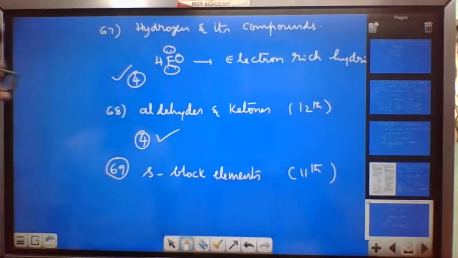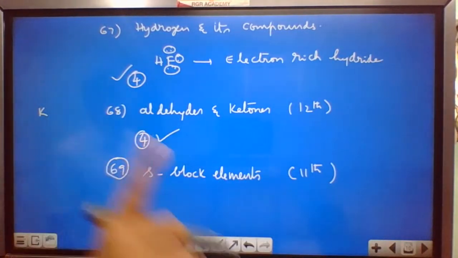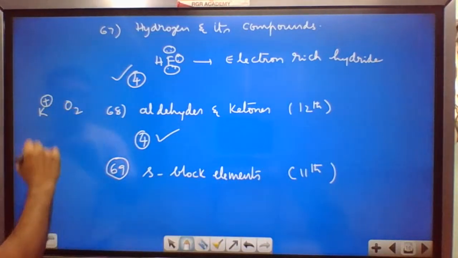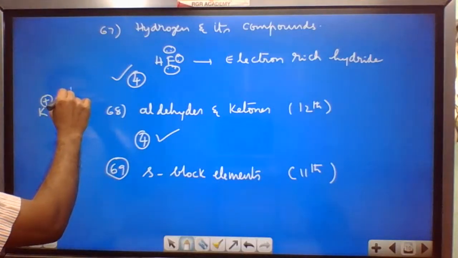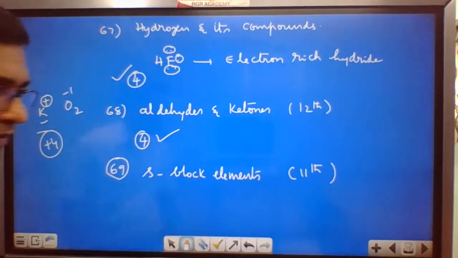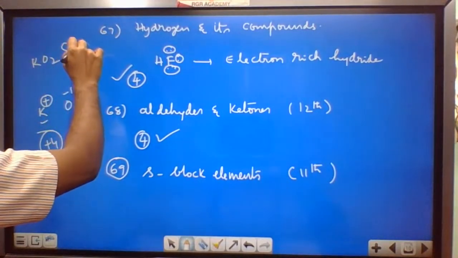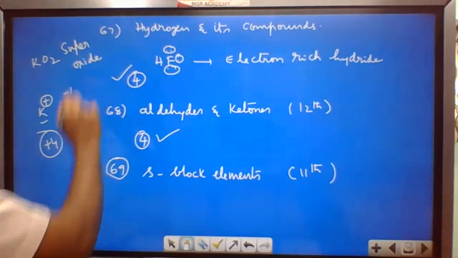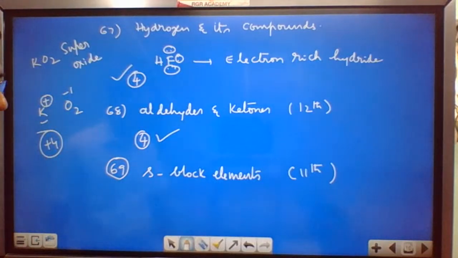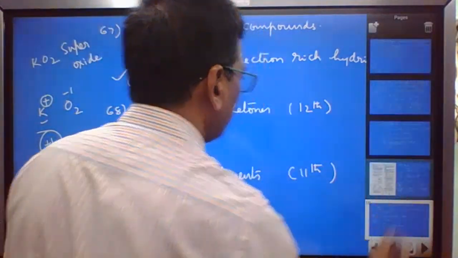Potassium belongs to alkali metals. Remember, alkali metals always exhibit a +1 oxidation state. If it is +1, O2 should be -1, so potassium should not have a +4 oxidation state. This is potassium superoxide. In superoxides, the oxygen oxidation state is -1/2, so overall O2 is -1. So that is a wrong statement. So for 69, the first one is the right option. And we'll see the next ones.